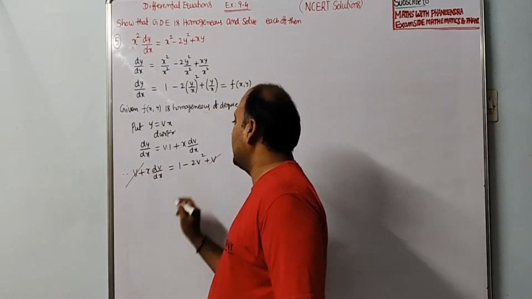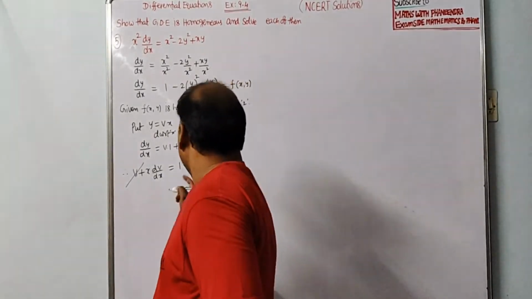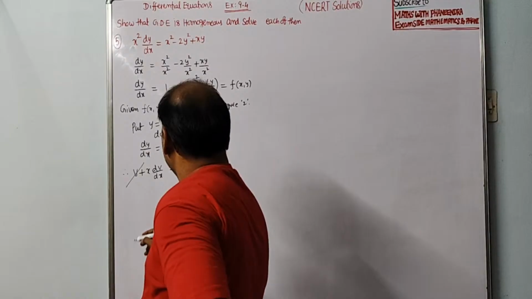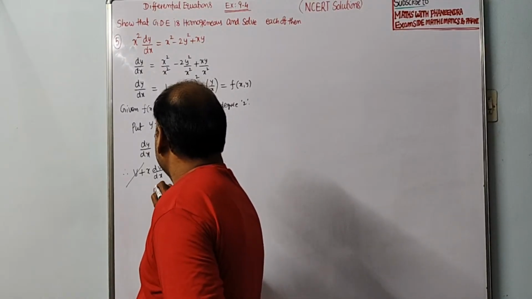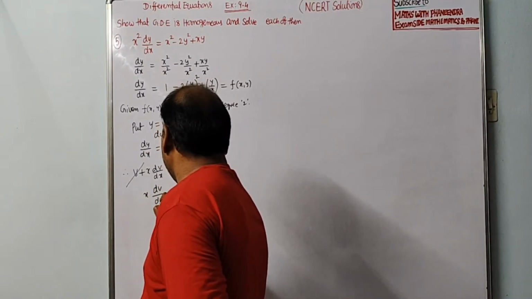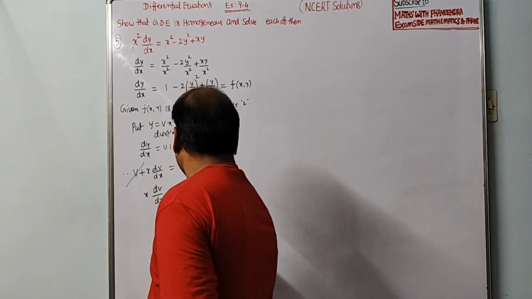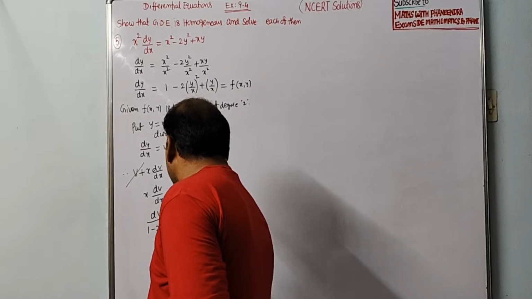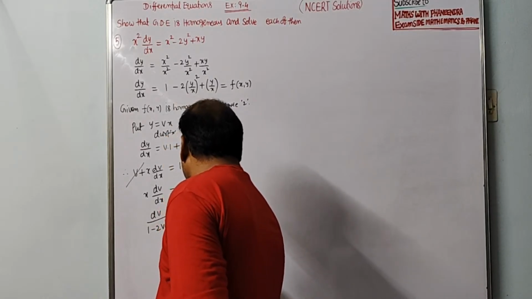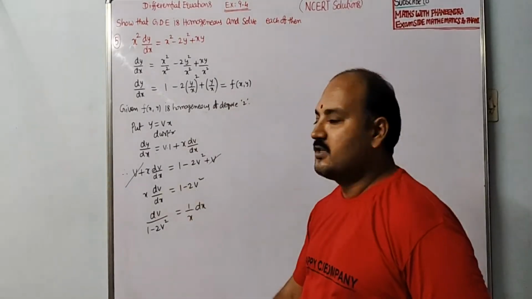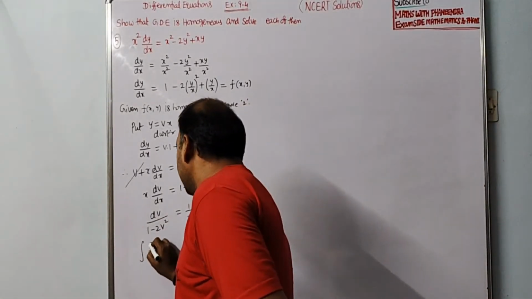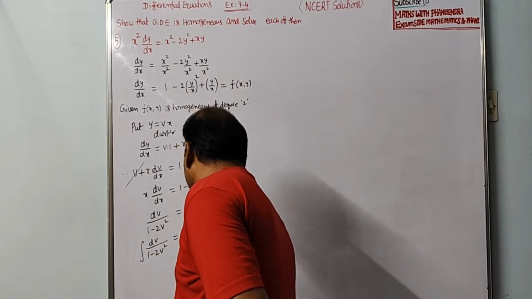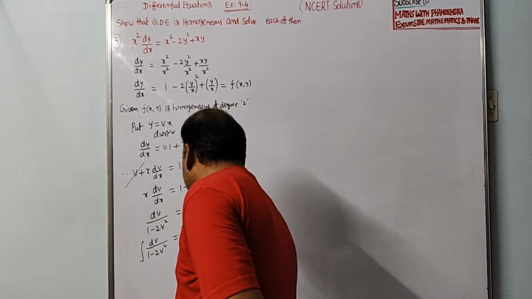Both sides v get cancelled. Now 1 minus 2v square bring this side. So x into dv by dx equals 1 minus 2v square. So dv divided by 1 minus 2v square equals 1 by x into dx. dx will bring this side. Taking integration on both sides: integral dv by 1 minus 2v square equals integral 1 by x into dx.